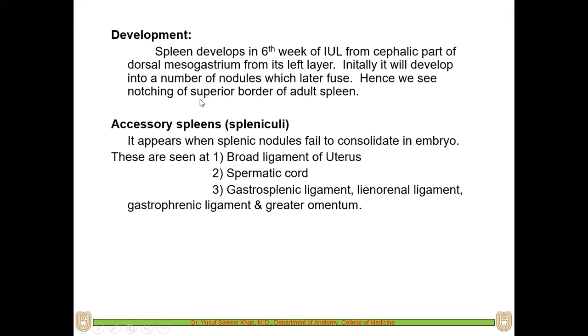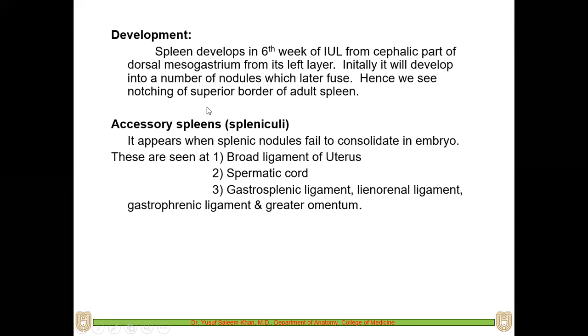Initially, it develops as a number of nodules, which later fuse. That's why you can see the notching, because they were different nodules initially, then they fused together. But they are incompletely fused, so that's why you can see the notches. Hence, we see notching of the superior border of the adult spleen, because of these nodules which are incompletely fused together.